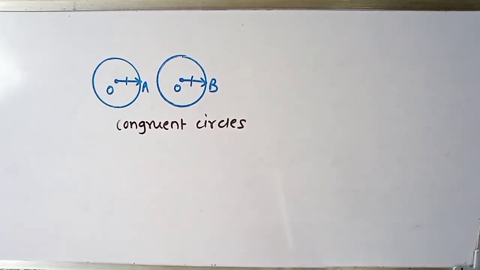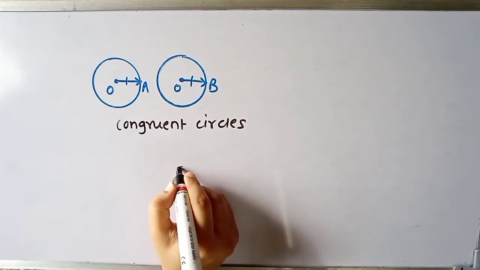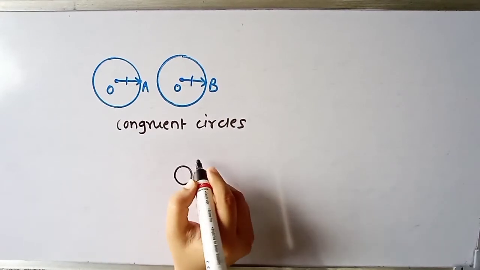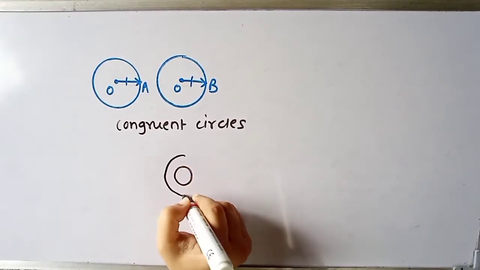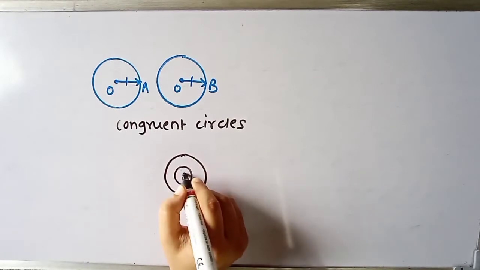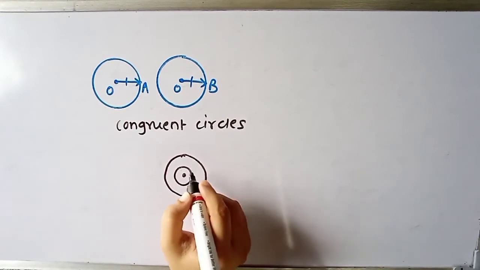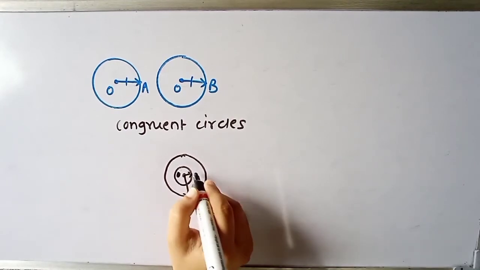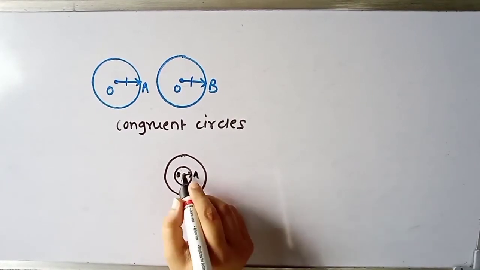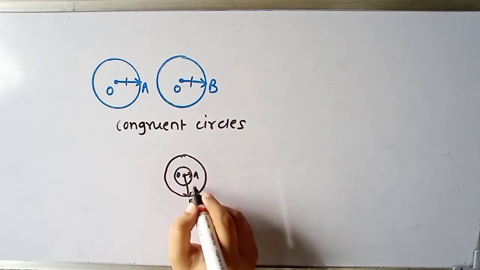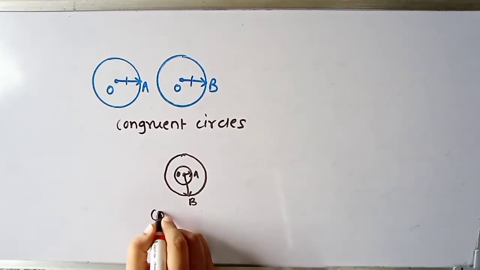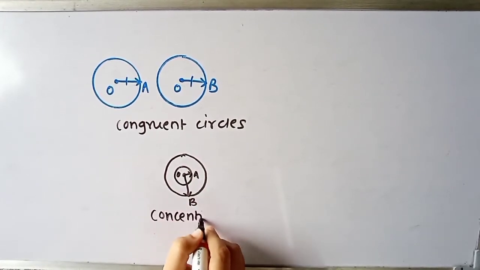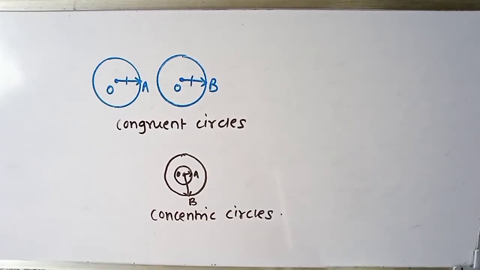Now concentric circles means what? You have already studied all this part. Concentric circles means the circles having same center but different radii. The circles having same center but different radii are called concentric circles. Are you getting me, students?